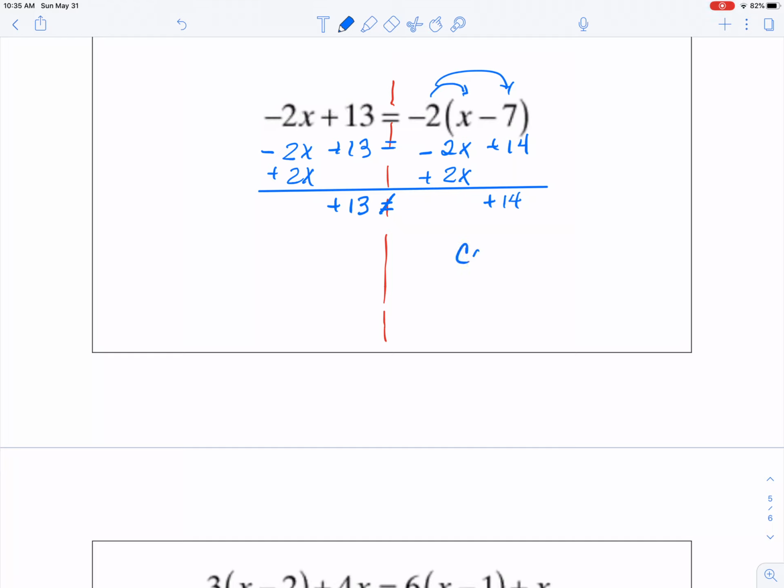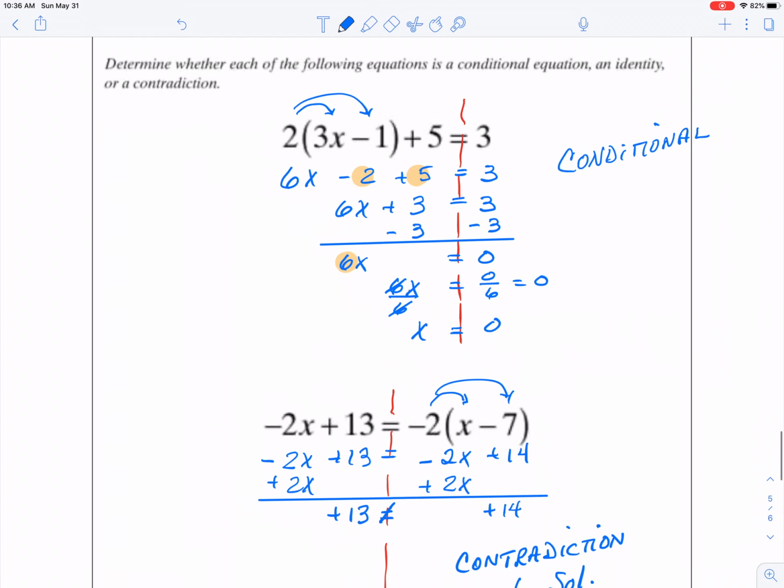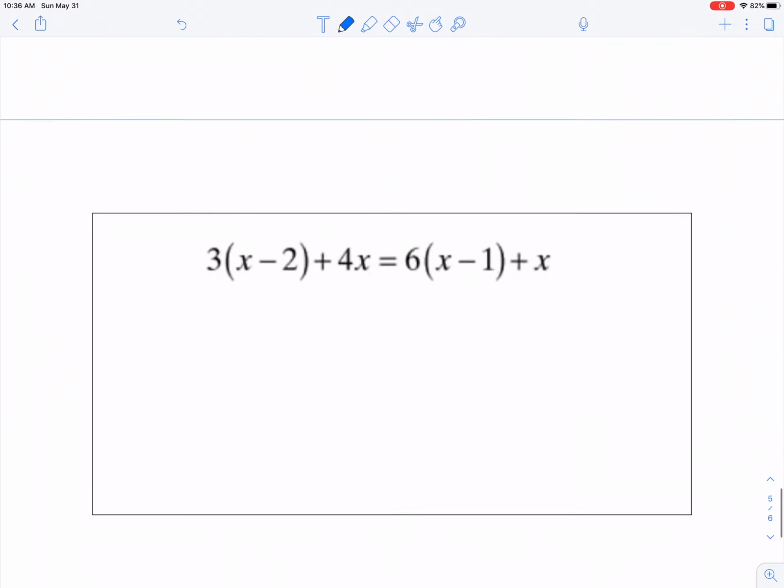When that happens, you know you have a contradiction, because 13 is not equal to 14. That means that this particular equation has absolutely no solutions. There's no value for x that could be put into this equation and cause it to check. So we've seen conditional, where we got a specific answer. We've seen a contradiction where the variables dropped out and we got an untrue 13 equals 14.